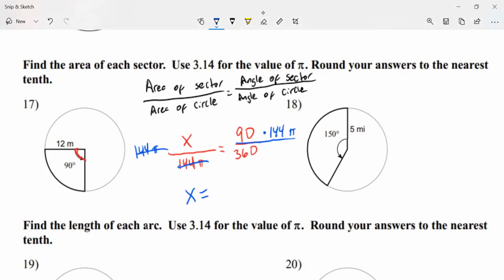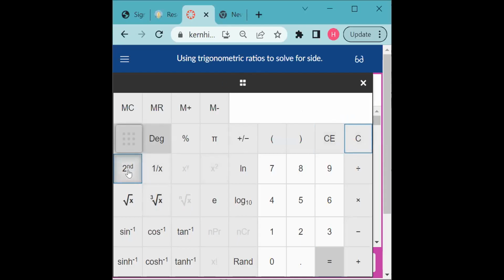Now notice on the fraction, notice how I wrote the 144 pi on the top. So I'm just going to grab my calculator. Let me type this in really quick. Let me show you guys what I'm doing. I'm just going to go 90 times 144 times 3.14, because that's what I'm using for pi, divided by 360. So 90 times 144 times pi divided by 360. Okay. According to my calculator, I get 113.04.